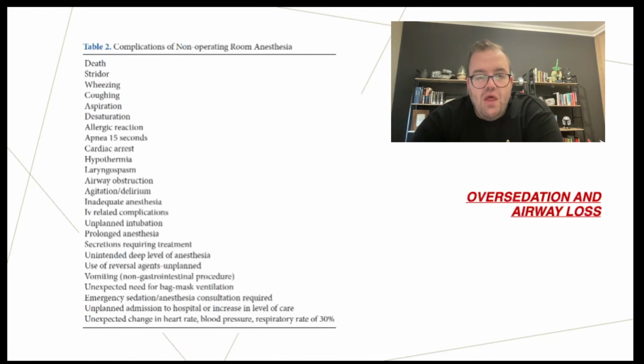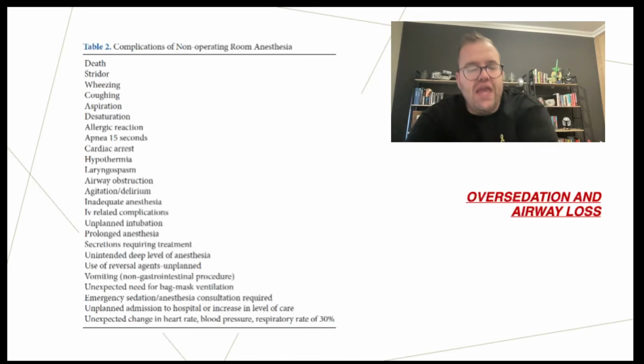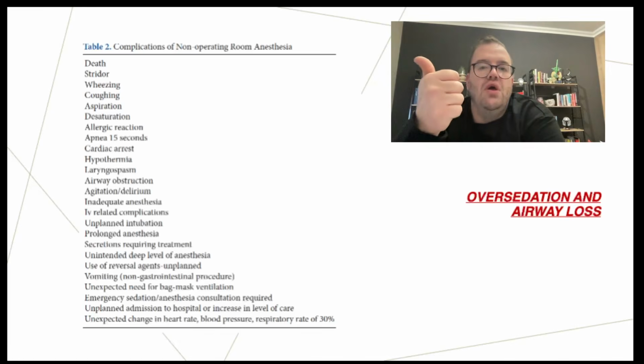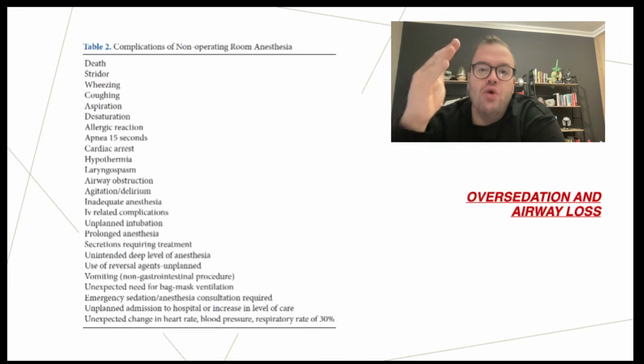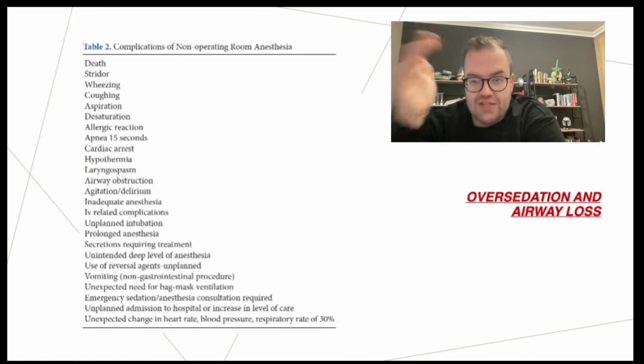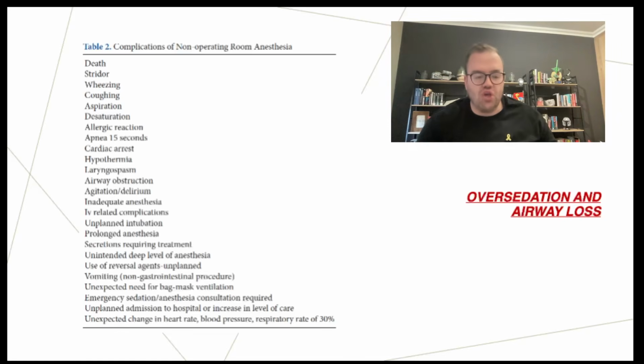So what are the complications in non-operative room anesthesia? Well, there's a whole list there that I'm going to run through, but I want to say this, the most common issue is oversedation and loss of the airway. Okay, so the most common issue, I'll say it again, is loss of airway from oversedation.